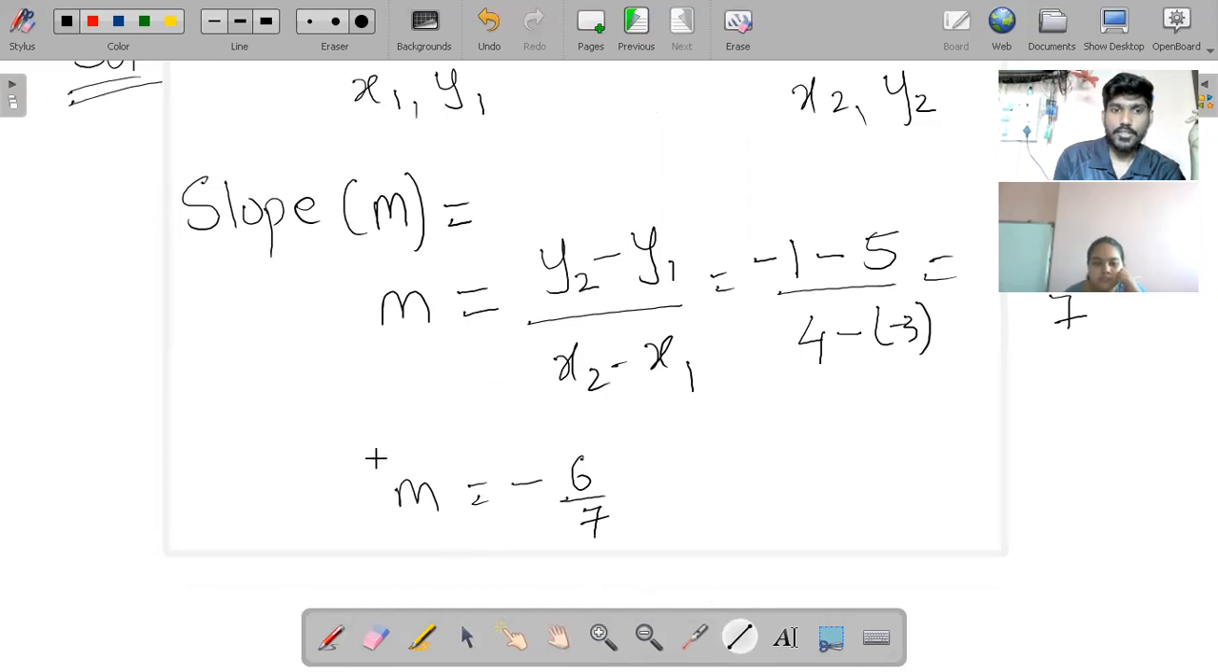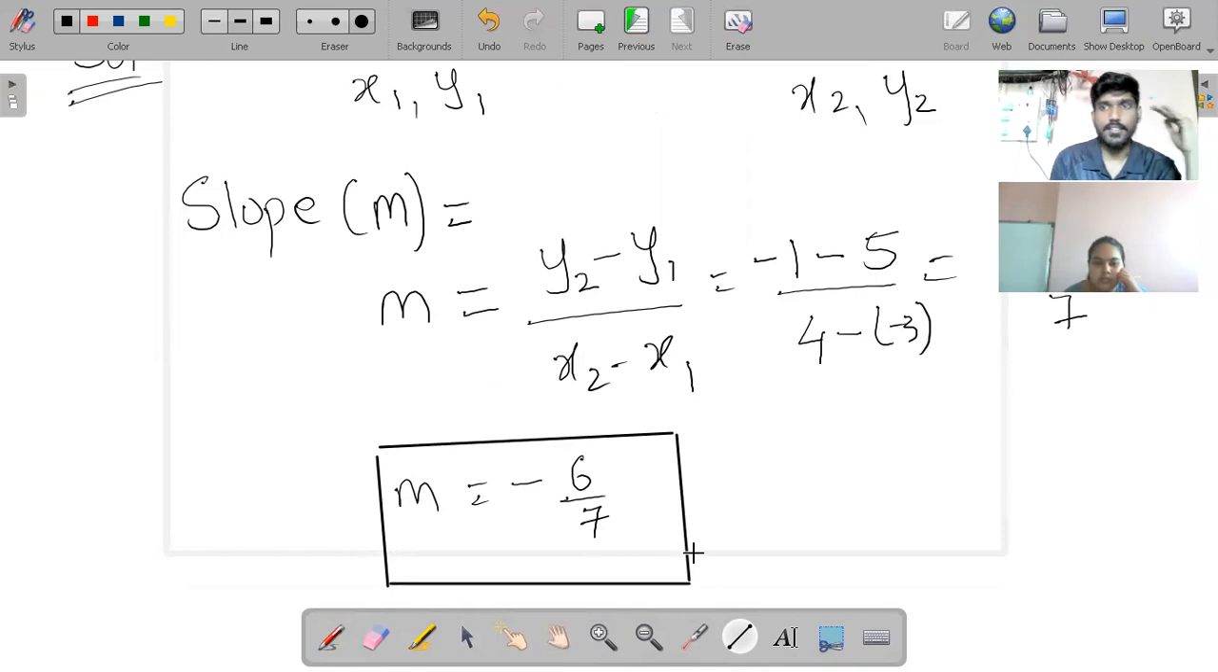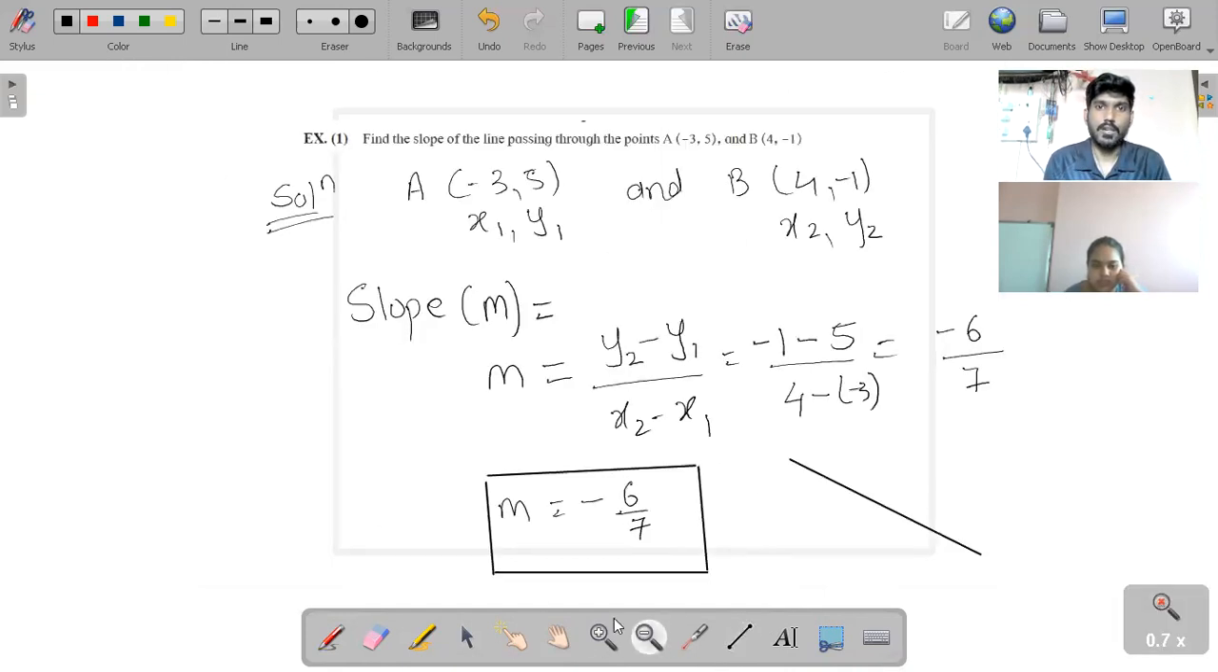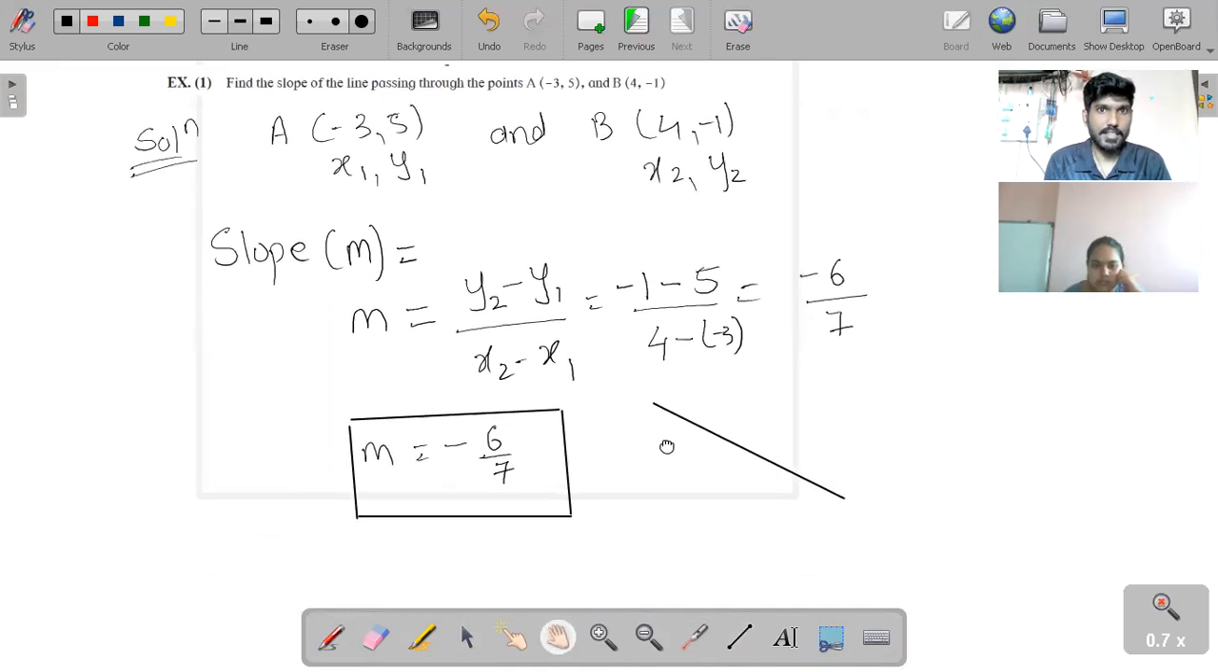Now you see we have got a slope. It is negative. What does a negative slope tell you? That the line is going downward. Negative means downward, positive means upward. So this line is going somewhat like this, down. Is this clear?